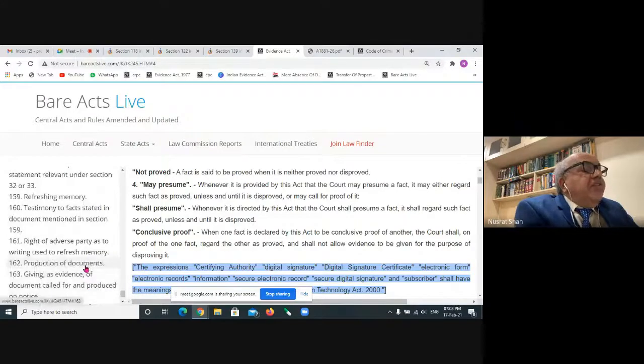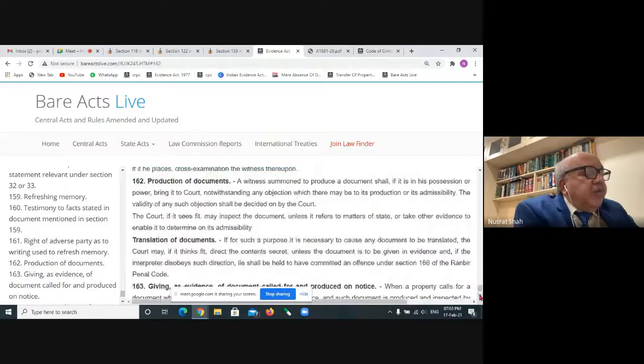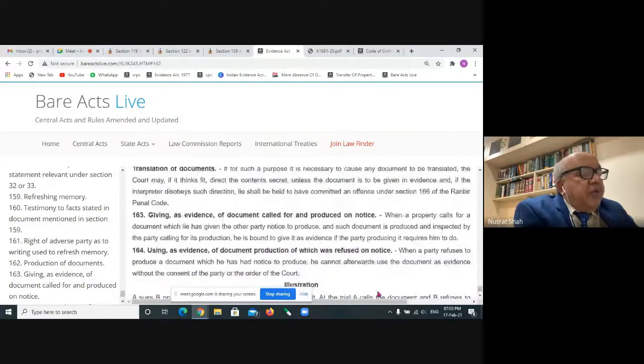162, protection of document, 163, giving evidence and documents, 164, using evidence document protection which may be refused. So when you can refuse is given here.